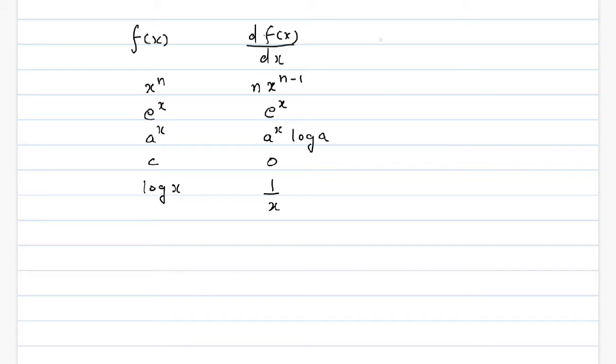Now let's consider y equals x raised to 5. If I differentiate, my dy by dx will be, x raised to 5 is my x raised to n, so I should get n times x raised to n minus 1. That will give me 5 times x raised to 4. So this is how we can use our direct formulas to differentiate.